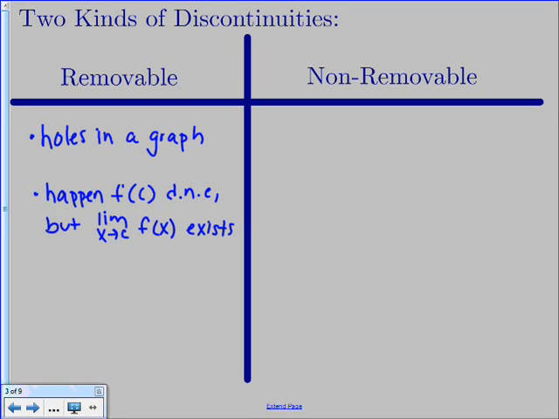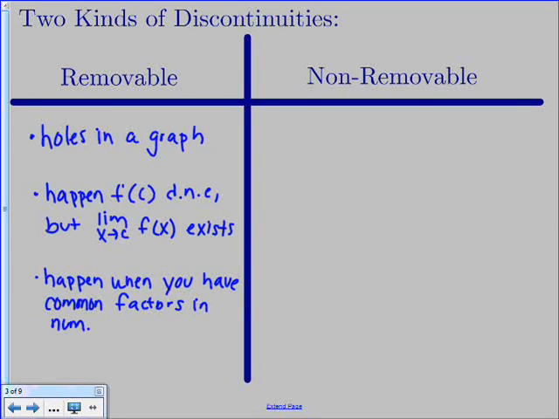But you can see this if you're working with a function. This is going to happen when you have common factors between the numerator and the denominator. So if you have a common factor and you can cross them out, you're going to have a removable discontinuity at the x value that would make that factor equal to 0. So we're just going to abbreviate the numerator and the denominator as num and den.